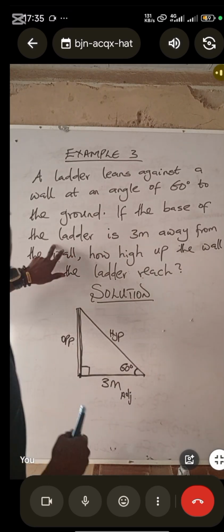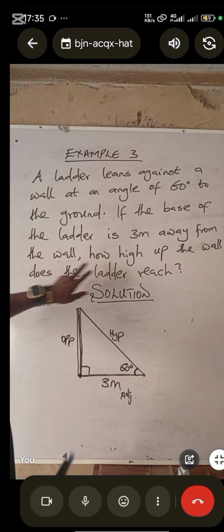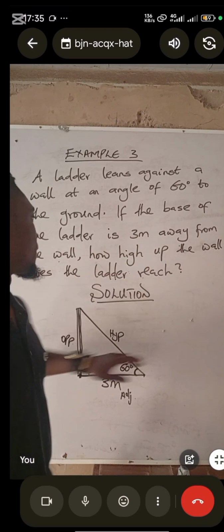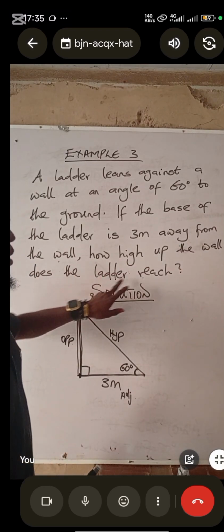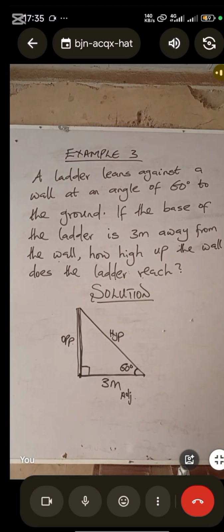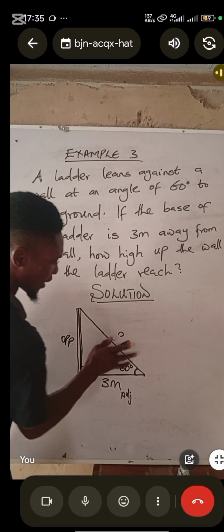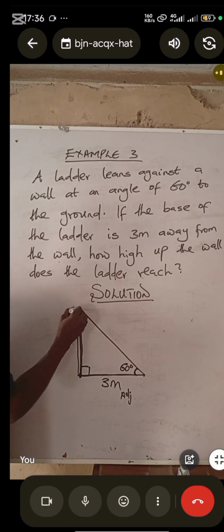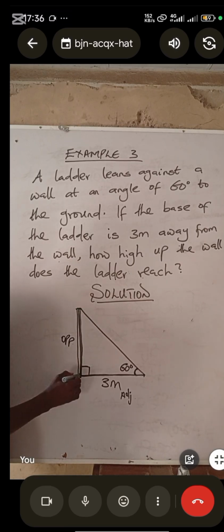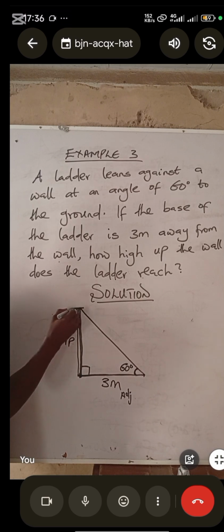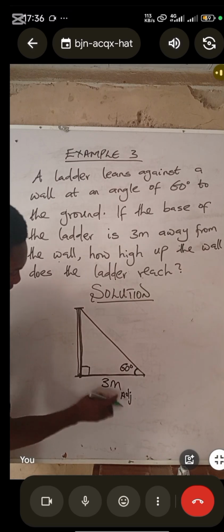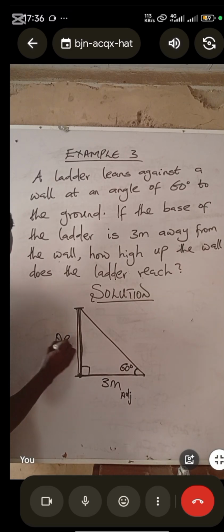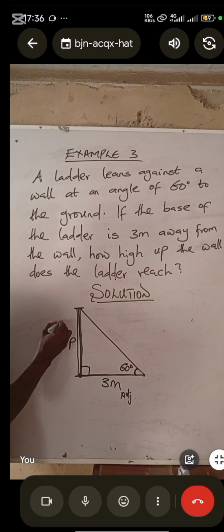So if the base of the ladder is 3 meters away from the wall, how high up the wall does the ladder reach? How high up the wall? So what we are calculating is this part. The distance from here to where the ladder is touching, how high it is. Meaning that we have the adjacent and we are looking for the opposite. Let me call here y instead of x.